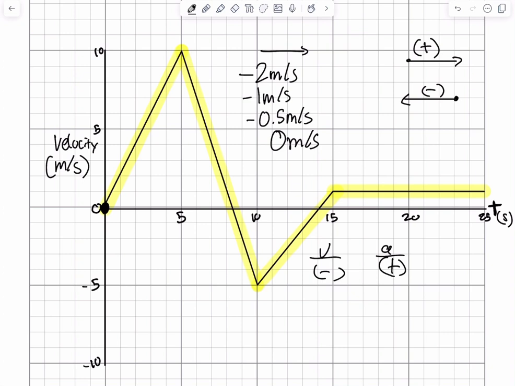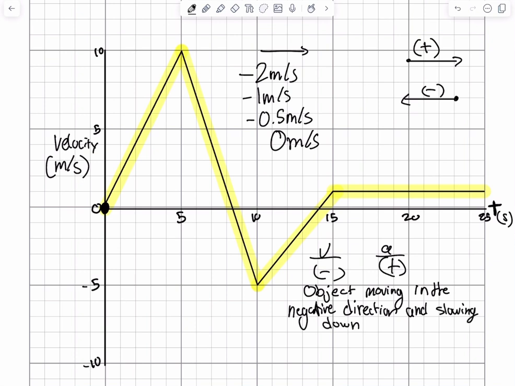So, negative velocity, positive acceleration, object moving in the negative direction and slowing down. Awesome.